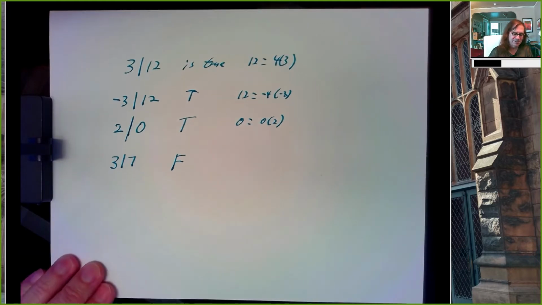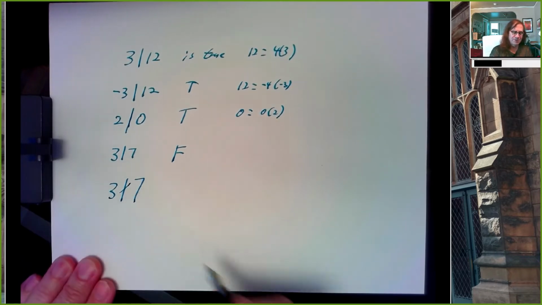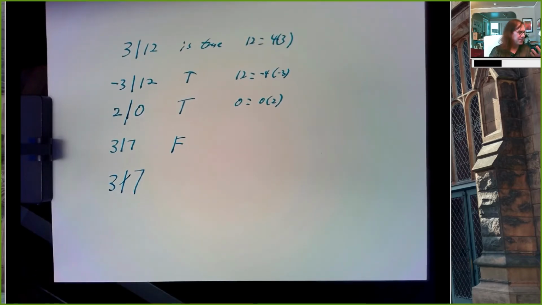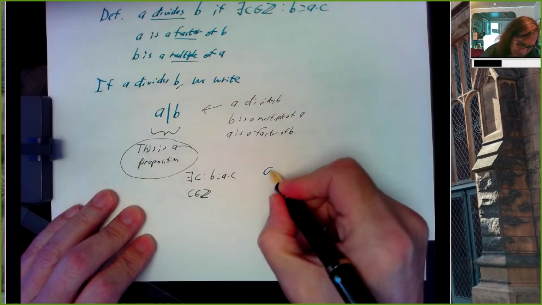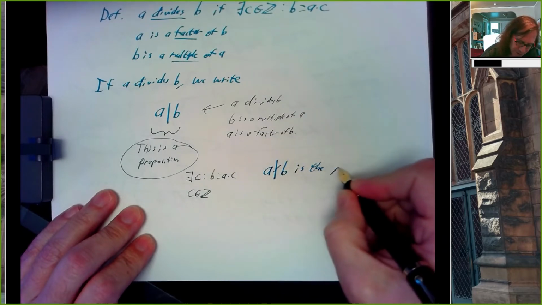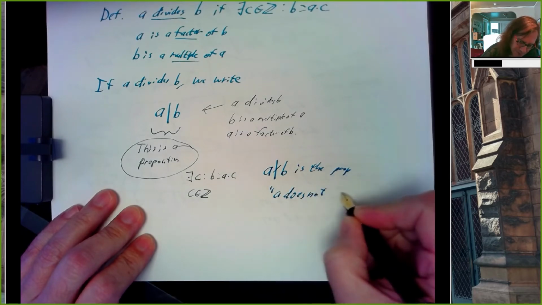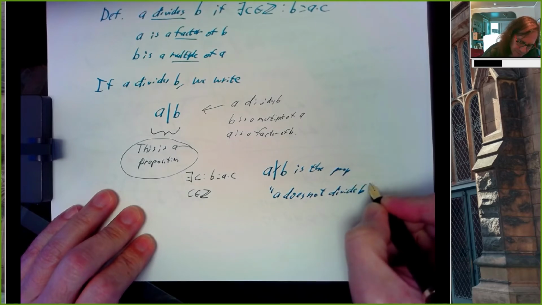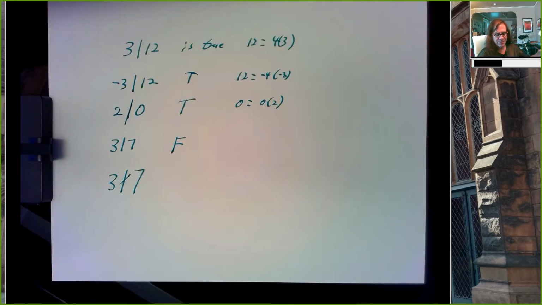Alright, so this is false. If we write this vertical bar with a slash through it, that's the negation of this proposition. So if we write A does not divide B, this is the proposition A does not divide B. It's the negation of that proposition. So 3 does not divide 7. That's true. My 7 grew when I wrote my bar.